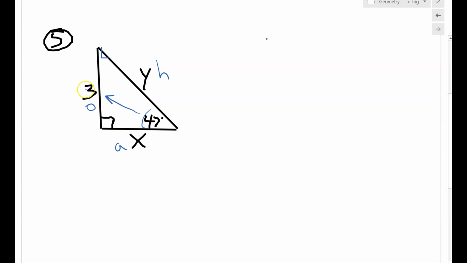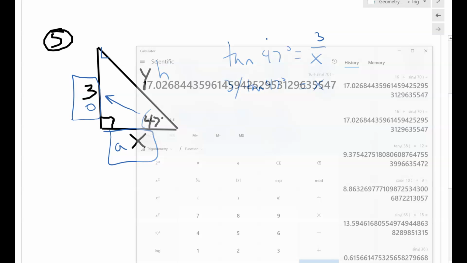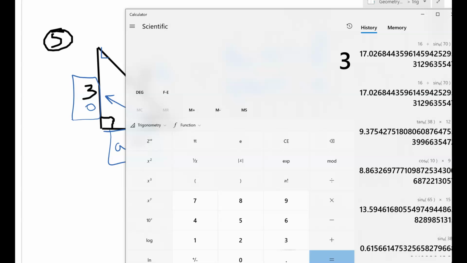We are only going to work with the 3 and the x. So I'm only looking at this and this right now. Which trig is that? Well, that's TOA, tangent. So I'm going to say tangent of 47 equals the opposite over the adjacent. So again, what am I going to do on the calculator? 3 divided by the tangent of 47.